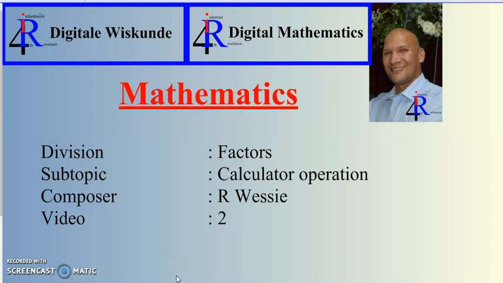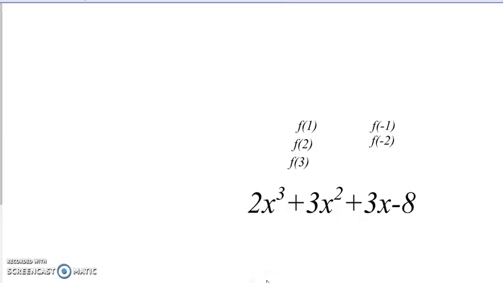Good day and welcome. Today we will look at factors, using our calculator to find the factors of an expression without any difficulty and to minimize the time that we spend on solving equations. Our expression that we need to factorize today is 2x cubed plus 3x squared plus 3x plus 8.